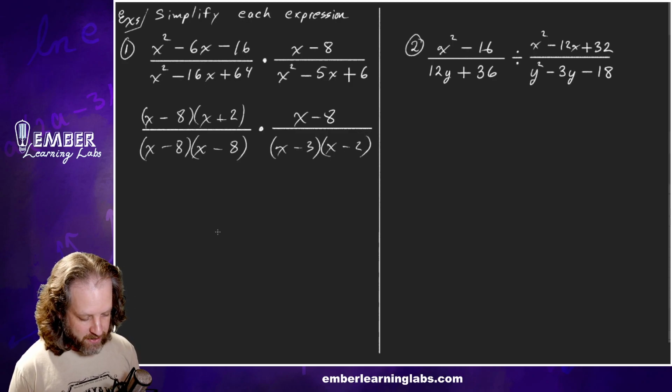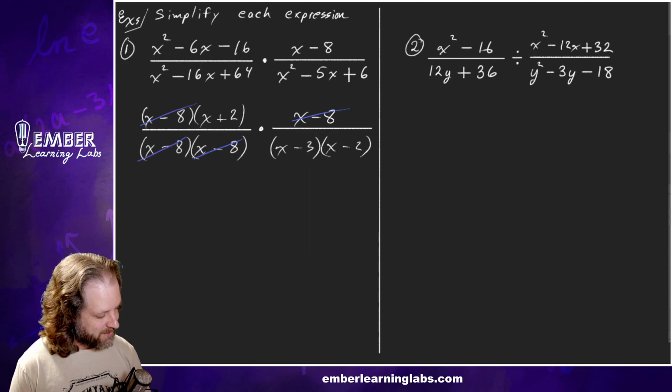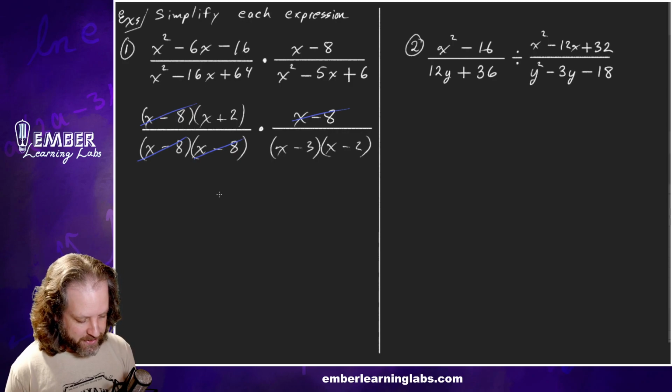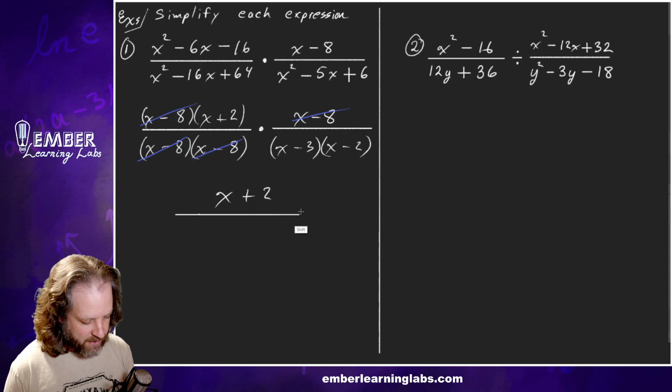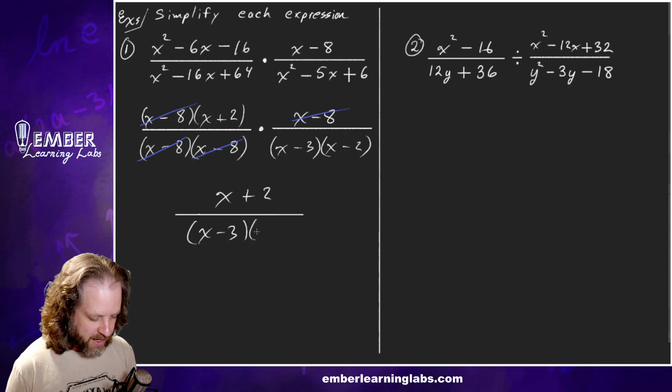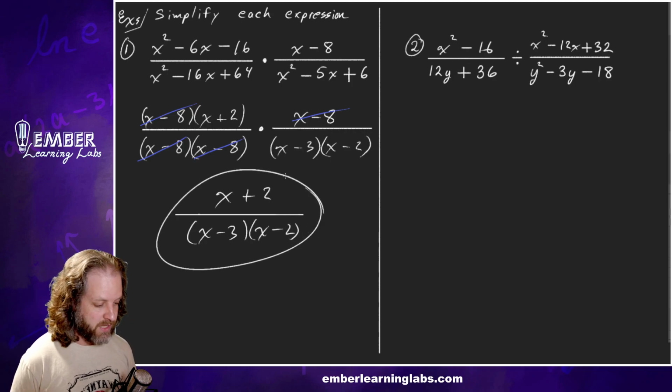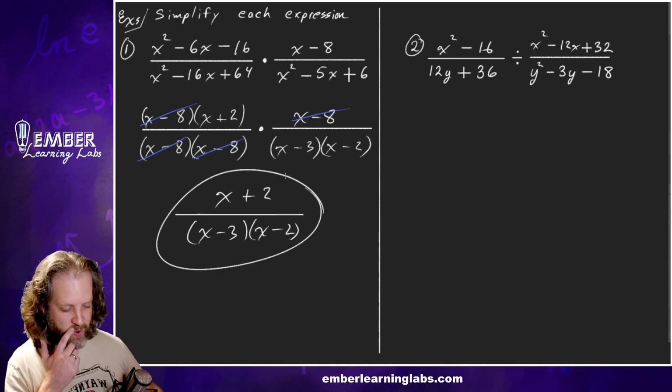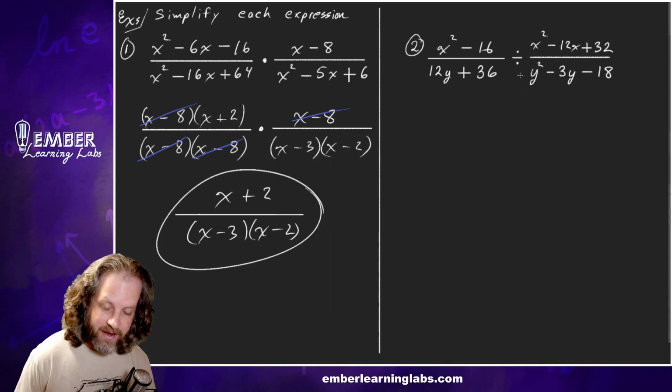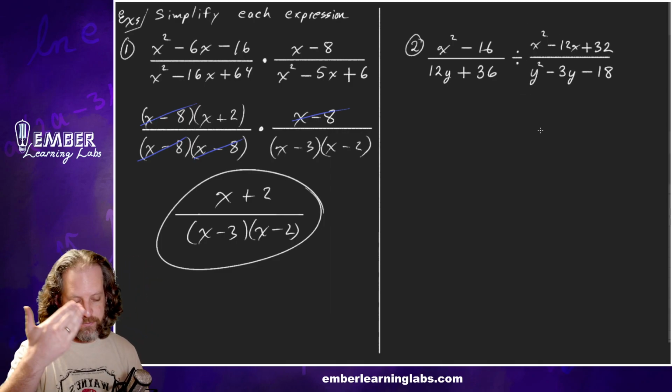This is the fun part, right? X minus 8 cancels with X minus 8. X minus 8 cancels with X minus 8. And write down what's left after all the carnage. After all the carnage, we've got an X plus 2 left, and we've got an X minus 3 times X minus 2. Blamio. All right, so now we've got a division one. How do we divide fractions? We flip the second one and multiply.